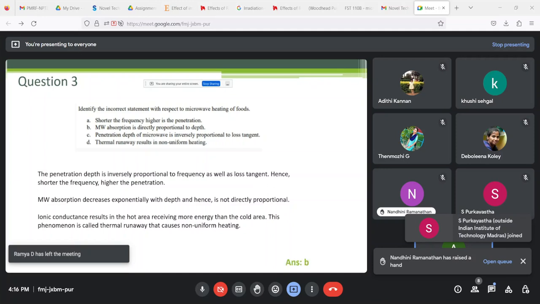So the answer is option B. That is, the microwave absorption decreases exponentially with depth and is not directly proportional. Hope this is clear. More concepts on thermal runaway are given in the lecture videos. If you guys have any doubts also, you can ask.